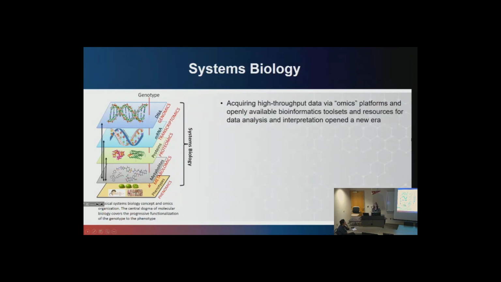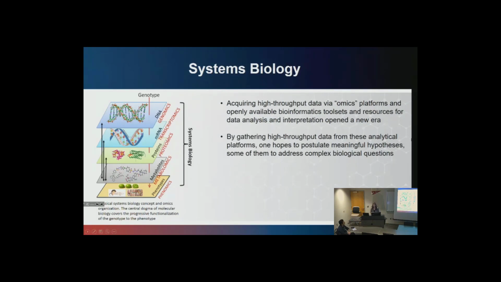So acquiring high-throughput data via omics platforms and openly available bioinformatics toolsets and resources for data analysis and interpretation opened a new era in biological sciences. By gathering high-throughput data from these analytical platforms, such as next-generation sequencing, one hopes to postulate meaningful hypotheses, some of them to address complex biological questions such as disease mechanisms. Integrated omics may help elucidate the spatial and/or temporal dynamics of these biological complexities.